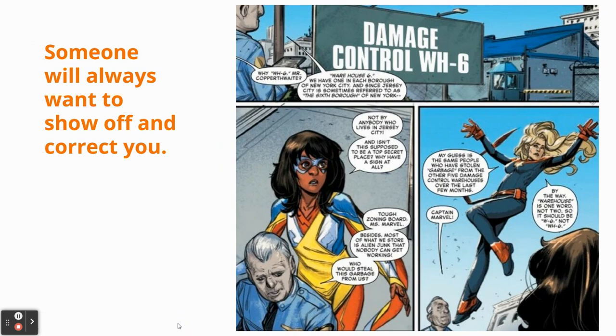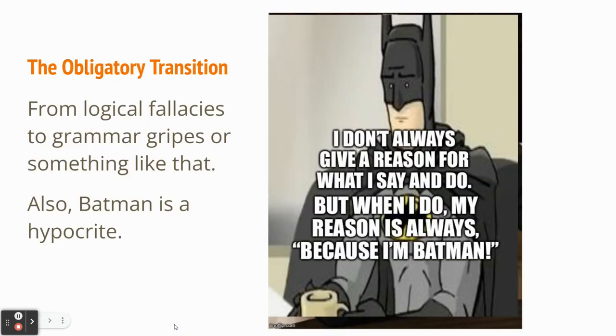I think it's important to remember that someone will always want to show off and correct you. If you look at the panels on the right here, you'll notice that warehouse should be one word, and so it should be W6, not WH6. Somebody's always there. Somebody's always going to be trying to correct you. However, I do believe that we should be careful as we write. And you're going to see three slides kind of making the same point.